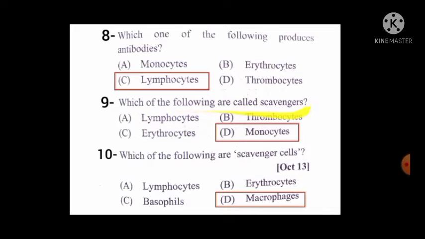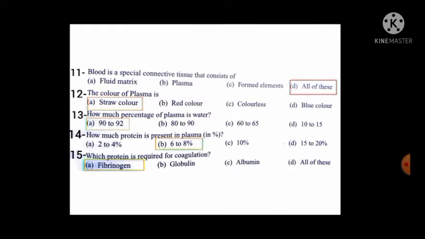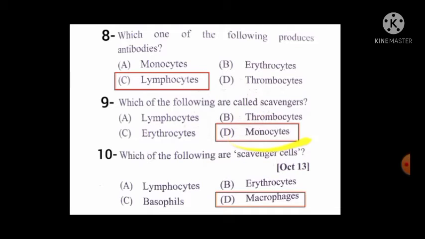Which of the following is called a scavenger? Scavenger means those that destroy or phagocytose other cells. Monocyte is a scavenger which is agranular. Leukocyte means agranular WBC. Which of the following are called scavenger cells? Macrophages. Macrophages are also called scavengers. At the site of injury or infection, monocytes are converted into macrophages, which are large bodies.